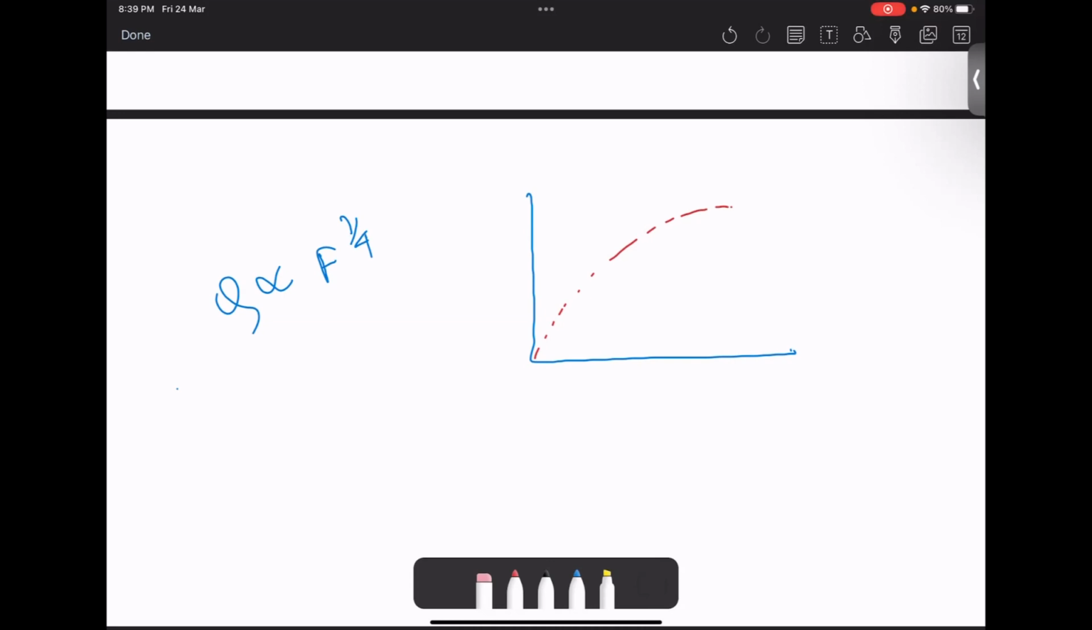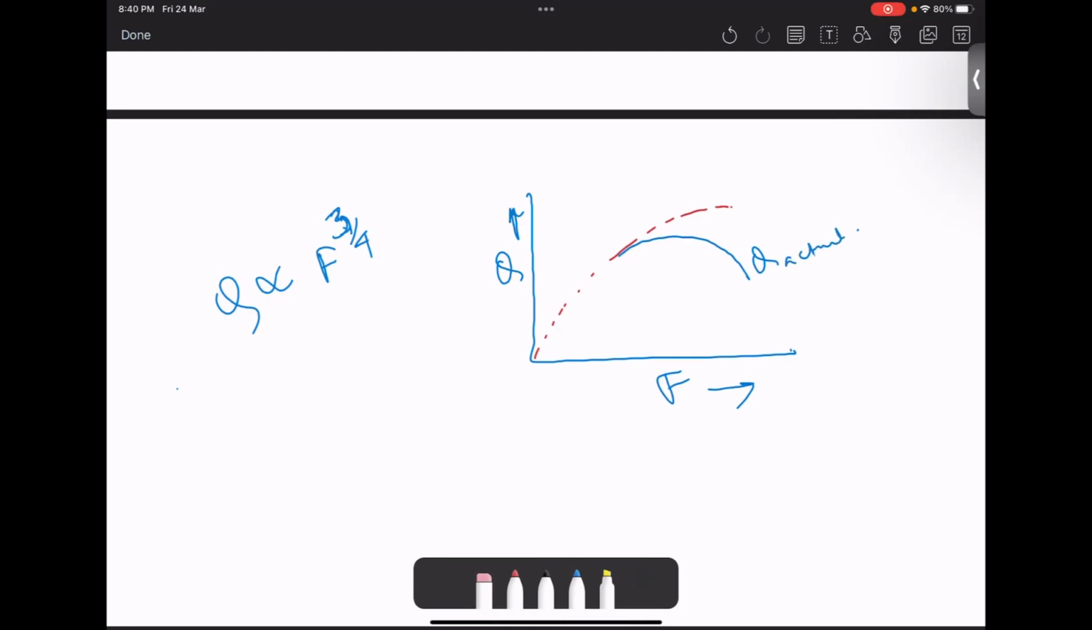Okay, sorry, that is actually 3/4. So whatever it is, it should be a parabolic curve, but in reality what happens is after a particular point, so this is Q and this is feed force F, after a particular point the MRR starts falling more rapidly. So this is your Q actual.